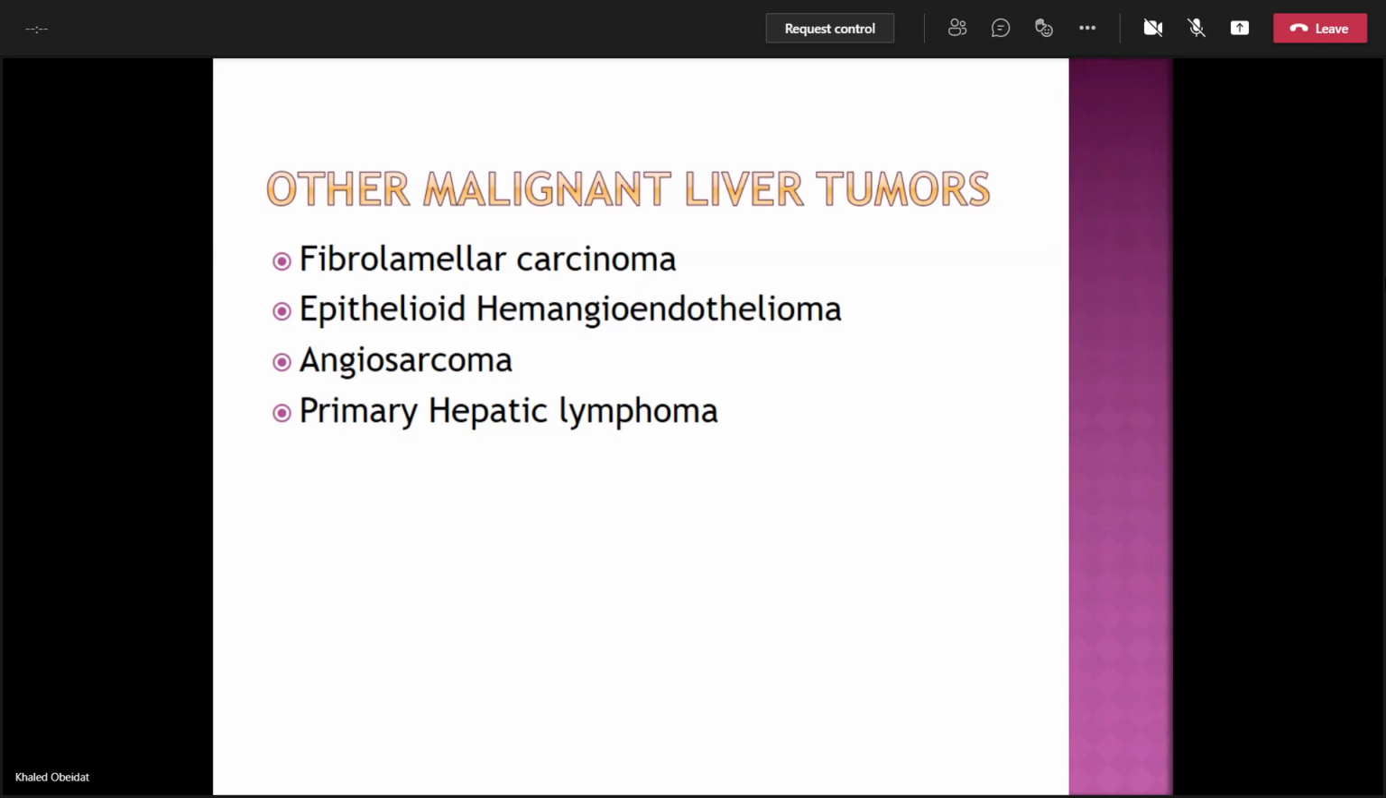Other types of malignant liver tumors include fibrolamellar carcinoma, which is a variant of HCC, epithelioid hemangioendothelioma, a bad behaving tumor, even worse than HCC and cholangio, angiosarcoma and lymphoma.